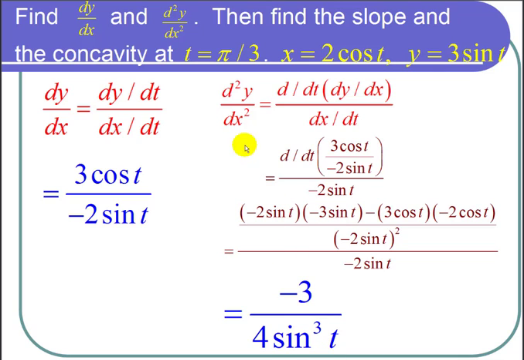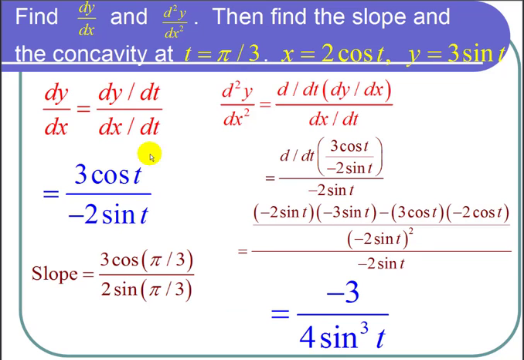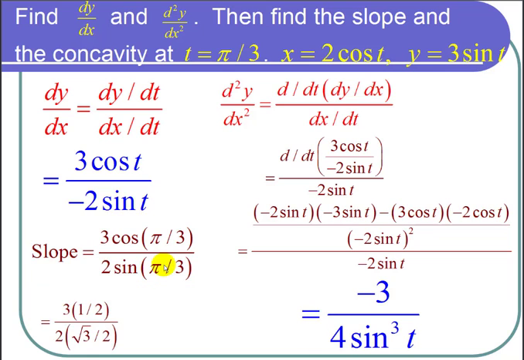Now let's find the slope at t equals pi over 3. So the slope means I just plug in pi over 3 for t in this first derivative. The cosine of pi over 3 is 1/2, and the sine of pi over 3 is root 3 over 2. So the over 2's cancel, and this all reduces to root 3 over 2.